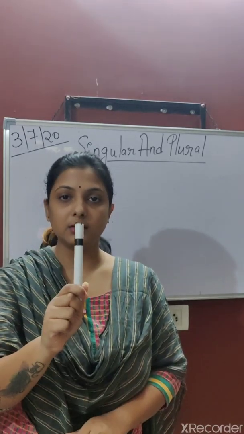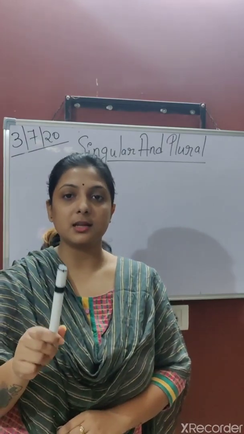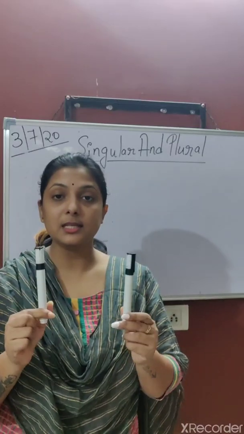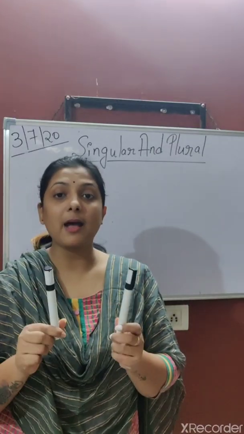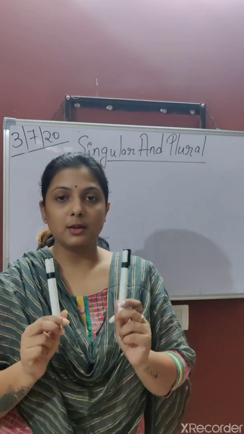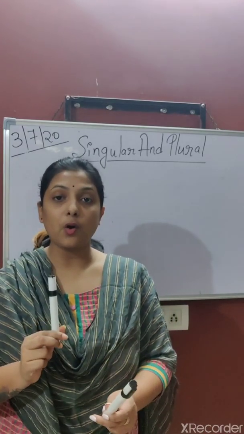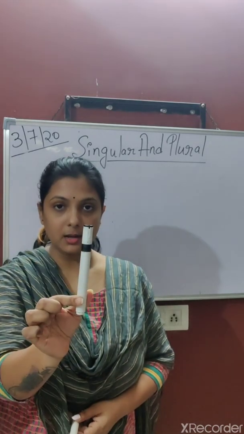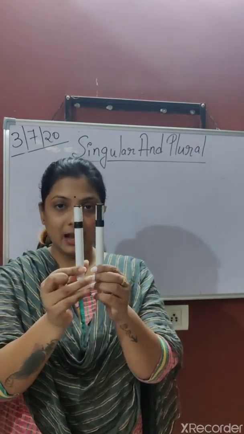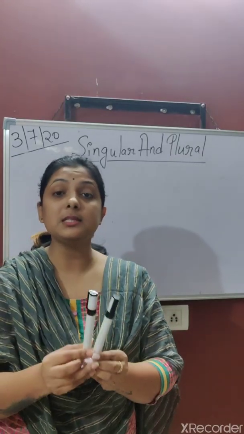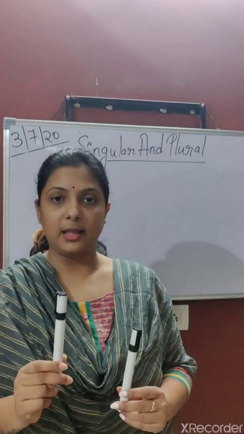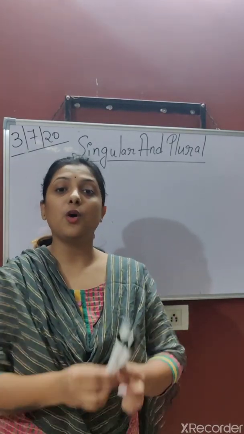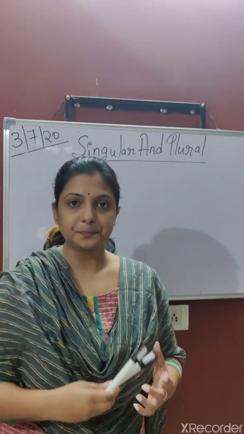When I have 1 marker, then you will say, ma'am, this is a marker, and now I am showing you 2 markers, right? So now you will say, ma'am, these are markers. Why markers? Why s? Because this is singular, because this is one, and these are plural. Why plural? Plural means more than one thing, right? Singular means one thing, and plural means more than one thing, right?